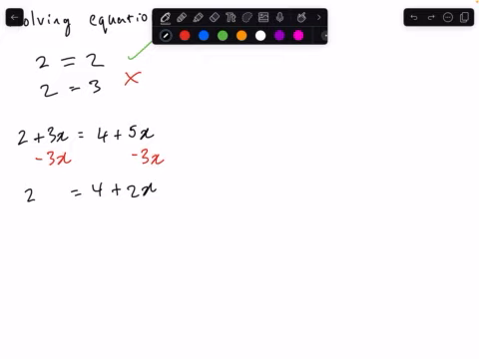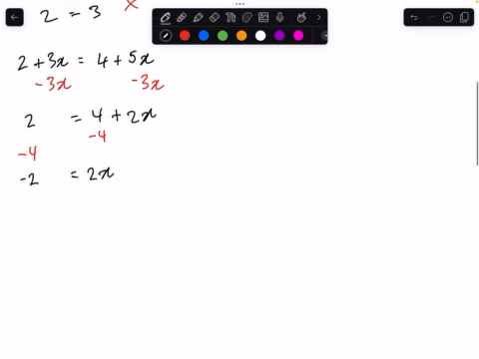So just like what we did for the x's, or the terms with x's, we're going to do for the integers 2 and 4. So I'm going to want to bring the 4 to the left side. And the way I do that, since we have a positive 4 on the right side, we just subtract 4 from both sides of the equation. So here we're going to do minus 4, minus 4. So we have 2 minus 4, which is negative 2, sorry. And then we have 4 minus 4, which is 0, plus 2x. So then we're left with this equality, negative 2 equals 2x.